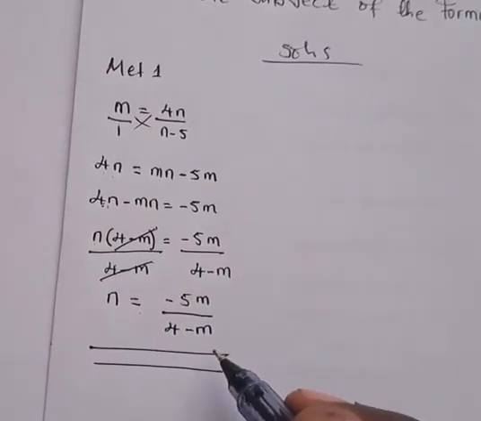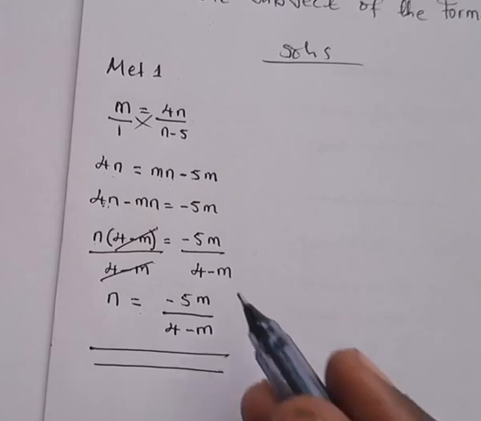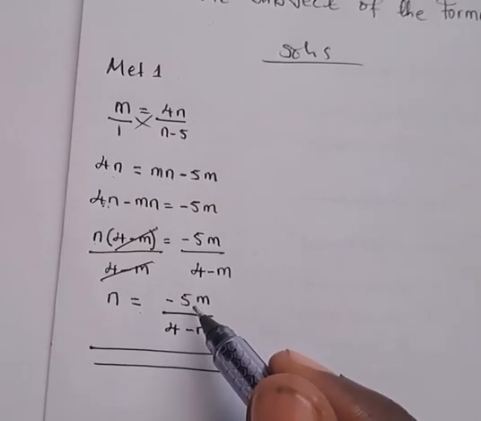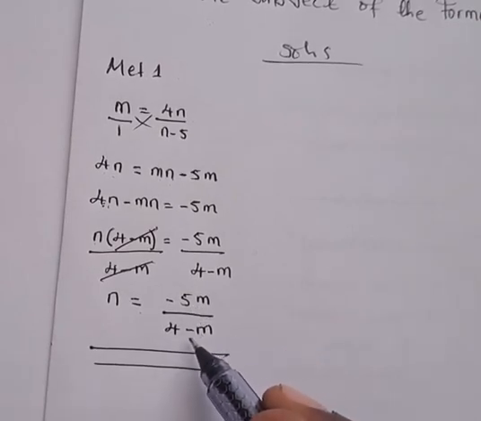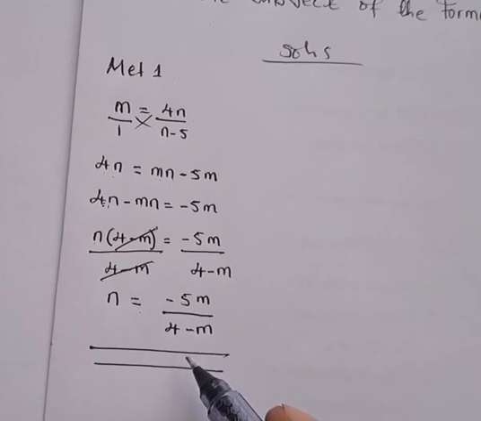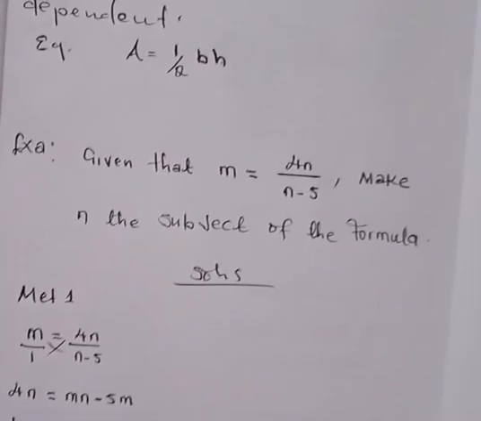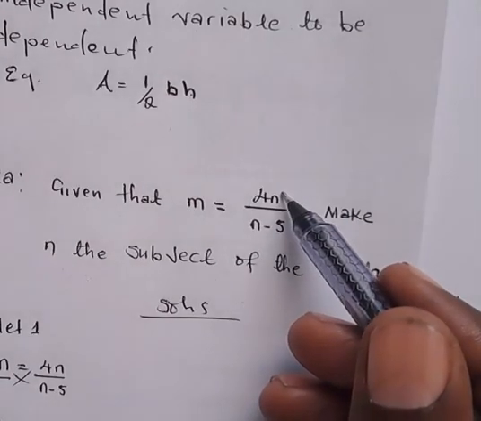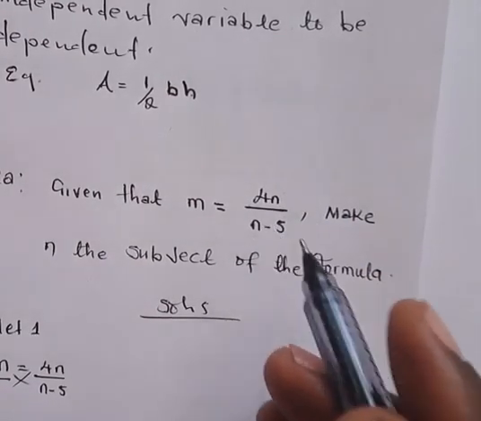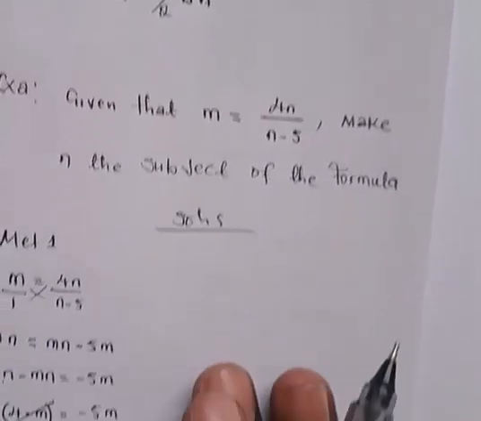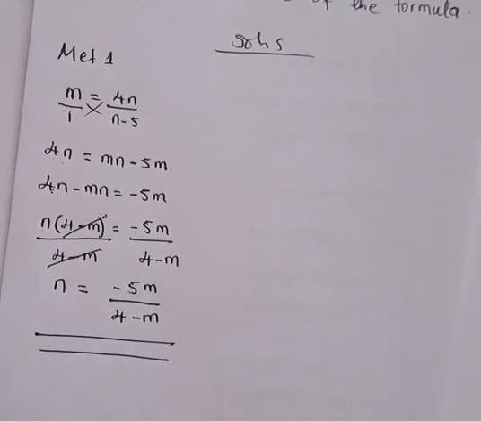Now you cannot cancel these, because here they are linked with a multiplication sign, and here they are linked with a subtraction sign, so it's not possible. That's why even in our original question they didn't cancel this n and this n, because they follow different rules. So this becomes our answer using method 1.